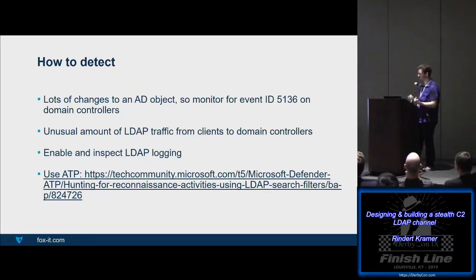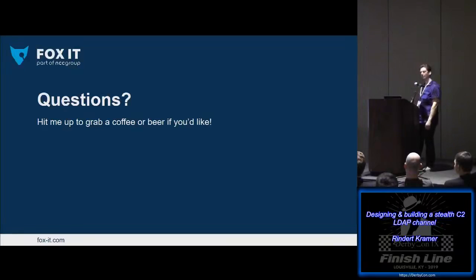So there's the event ID. An unusual amount of traffic between clients and domain controllers. Maybe you can enable and inspect LDAP logging. And Microsoft's advanced threat protection has some specific functionality that you can monitor and trigger on suspicious LDAP queries. And that's it. Any questions?